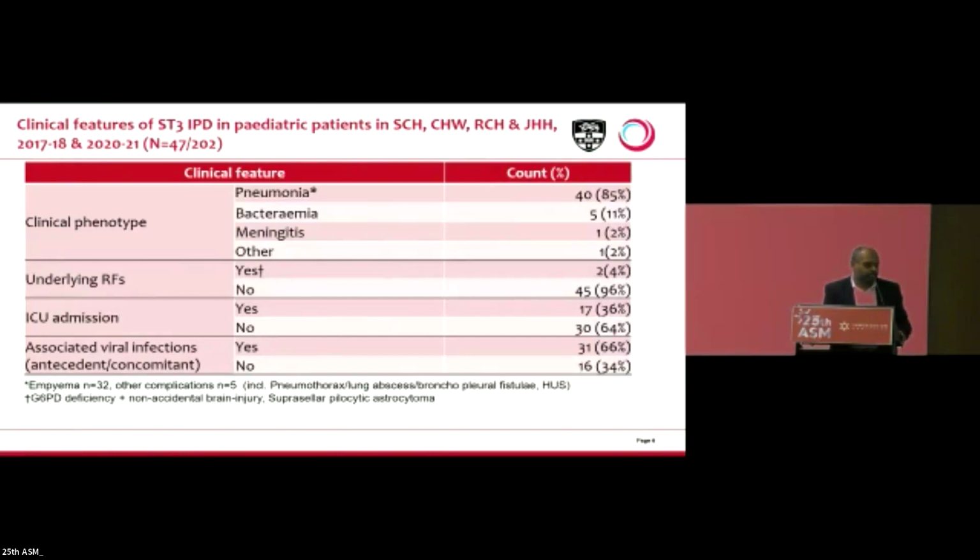So in terms of the clinical presentation, large majority of them were pneumonia, 40 out of the 47, and a lot of them had complicated pneumonia. So many of them had empyema and also some other complications like pneumothorax and so on. A lot of them were healthy children without any underlying risk conditions. About a third ended up in ICU, and about 2/3 had associated viral infections, either antecedent or concomitant, diagnosed as well.